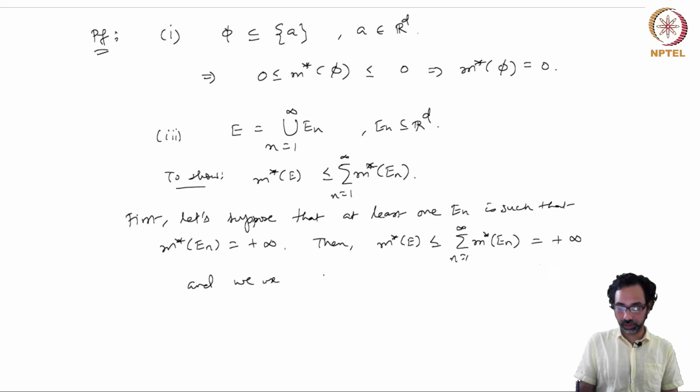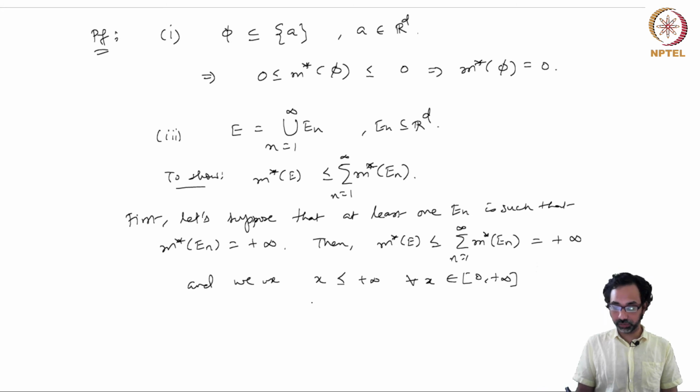we use the fact that any real number x, including any extended real number x, is less than or equal to plus infinity for all x in 0 plus infinity closed. So including plus infinity, we are imposing a complete order on this extended real number line which stipulates that any real number is less than or equal to plus infinity, including plus infinity itself. So, if at least one of the m star ens is plus infinity, then this inequality is satisfied by our conventions for the extended real line.